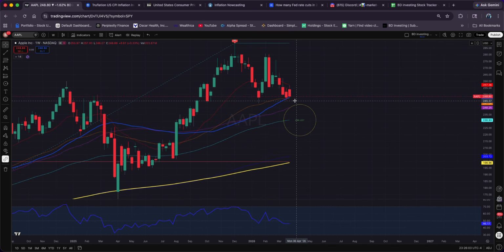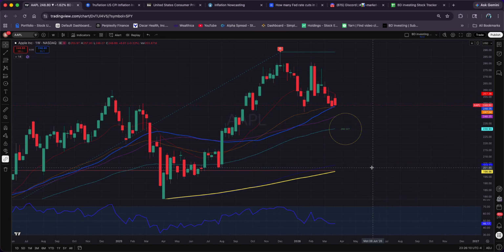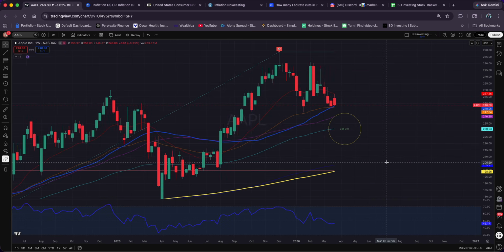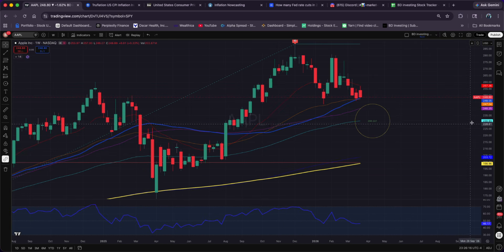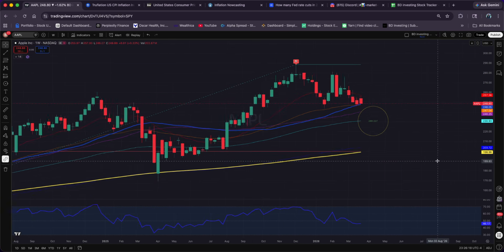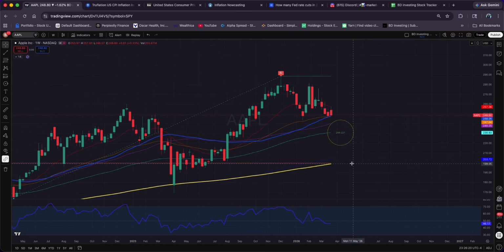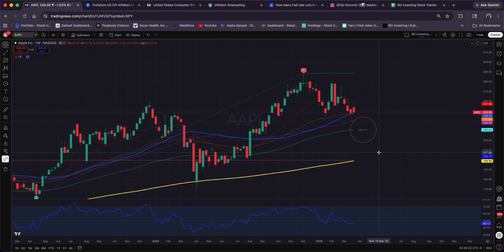Same with Apple, it's testing a huge support at the 200-day moving average. We need to stay above 250, but honestly, shorting Nvidia and Apple wouldn't be the worst idea. So on the next green day, these are probably the two stocks I would short, just to generate some alpha in the market.